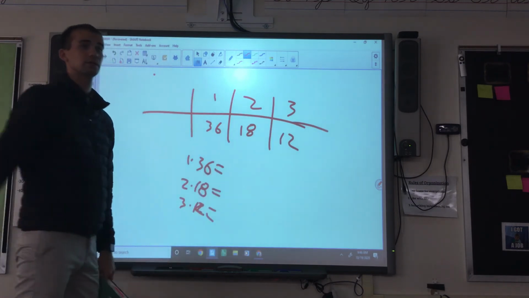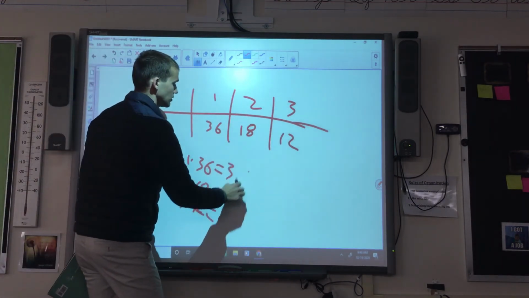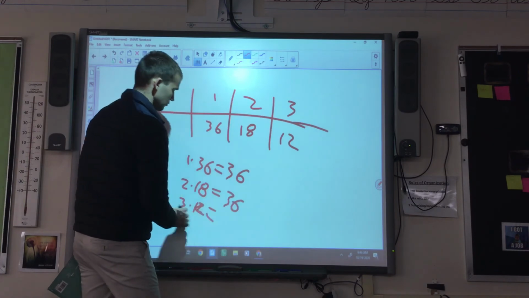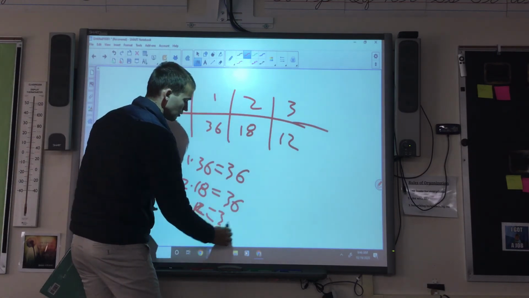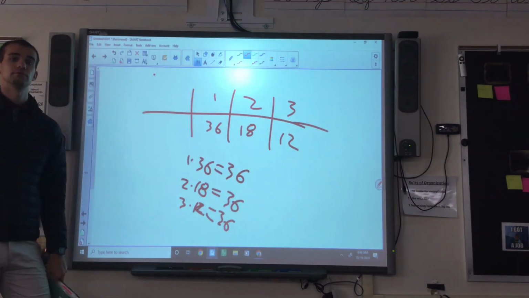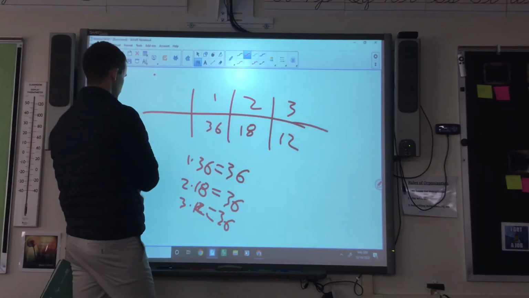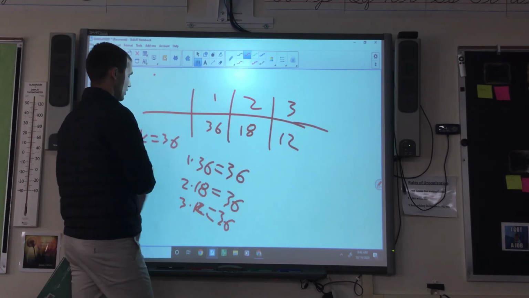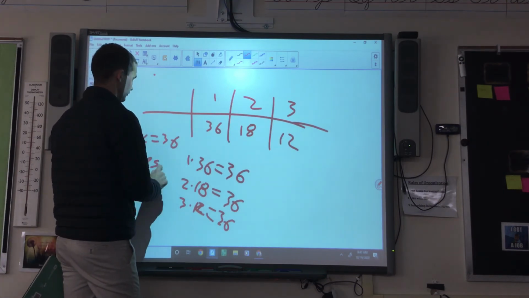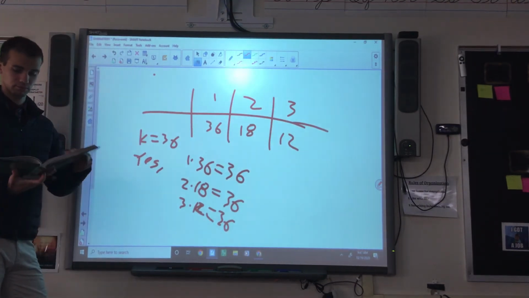1 times 36 is? 36. 2 times 18 is? 36. 3 times 12 is? 36. Is it in inverse proportion? And what's the k value? 36. Yep. K equals 36, and yes, it's an inverse proportion.